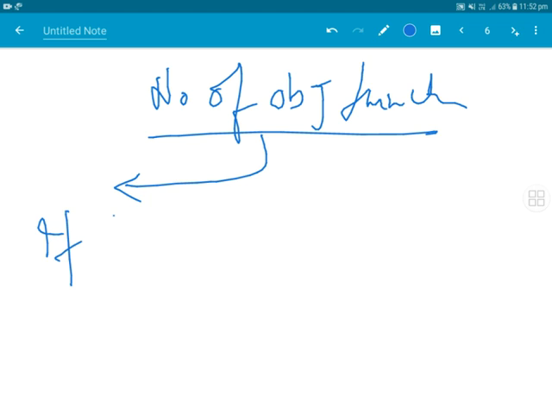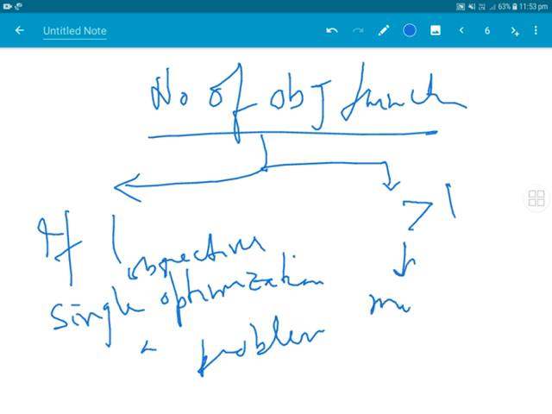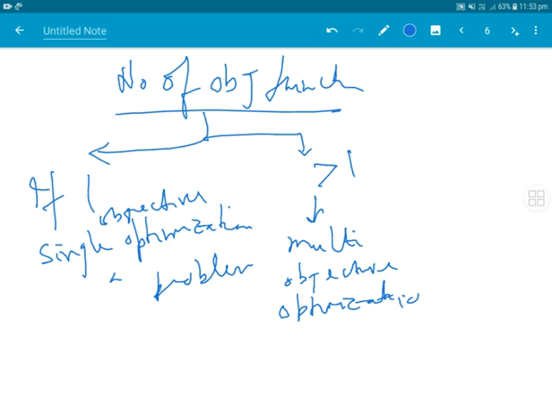If one, then it is a single objective optimization problem. If not, actually if more than one, then it is a multi-objective optimization problem. Sometimes it is also called a multi-goal optimization problem. That means more than one goal is set, which are to be optimized simultaneously.